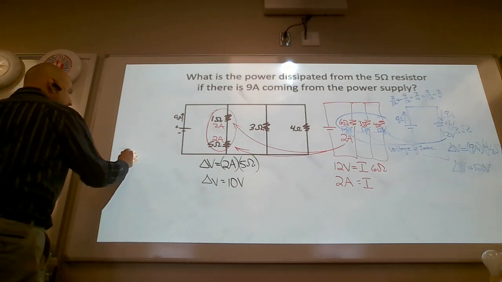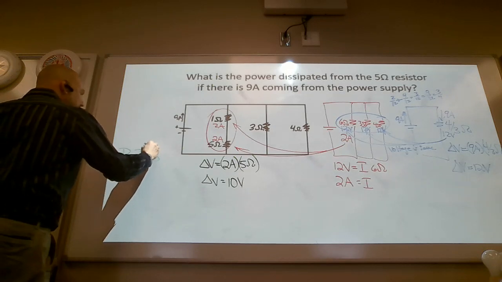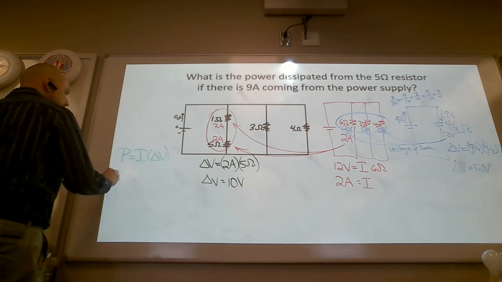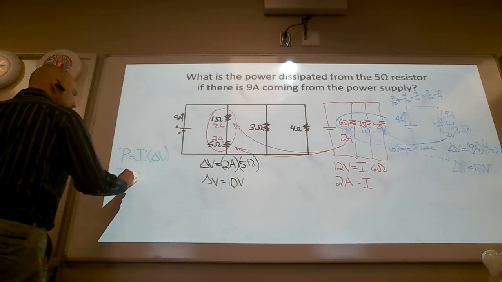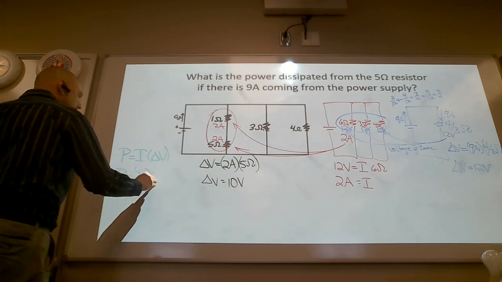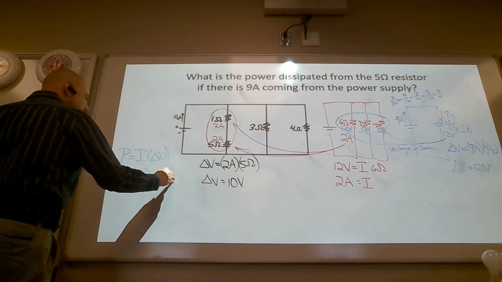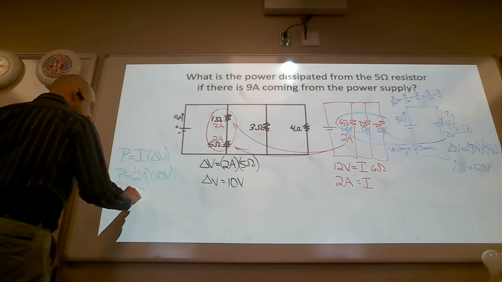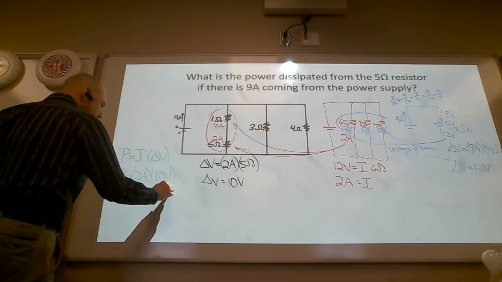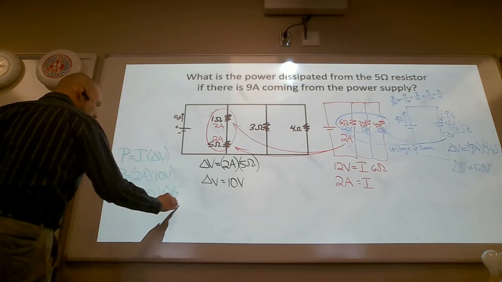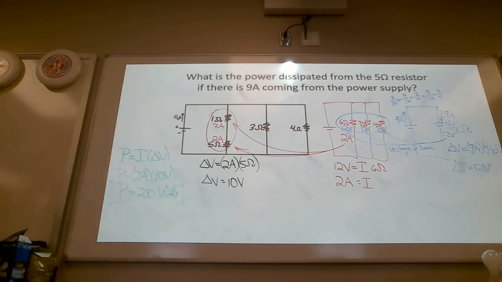And finally, power is equal to current times voltage. Power is equal to 2 amps times 10 volts. Equals 20 watts. How do we do?